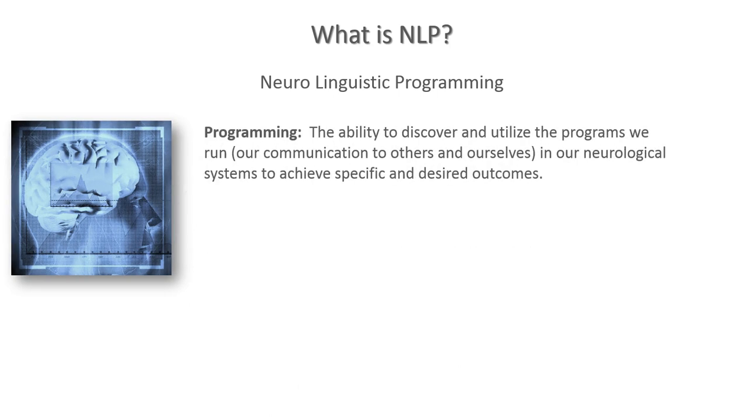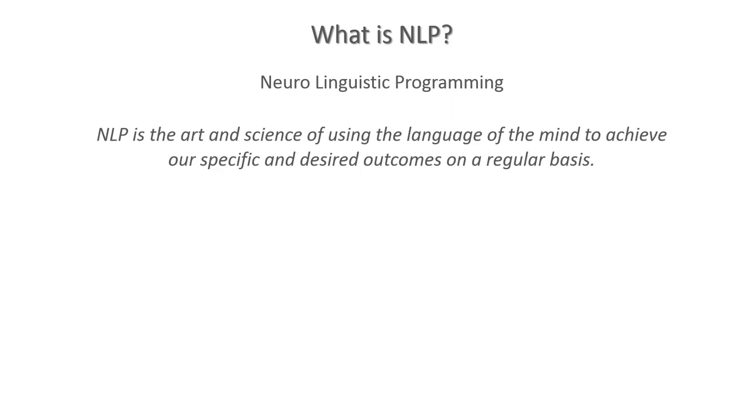The programming part is really simple. If you think about programming, you think about a computer and a software program. You want a desired result on a consistent basis. So the idea behind NLP is, can we produce new programs that will give us more preferable results on a more consistent basis? And what is the technology and what are the tools that we have to do just that? So NLP, very simply, is the art and science of using the language of the mind to achieve our specific and desired outcomes on a regular basis. That's what it's all about.